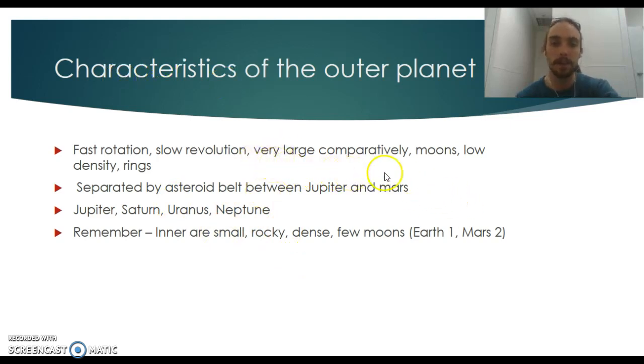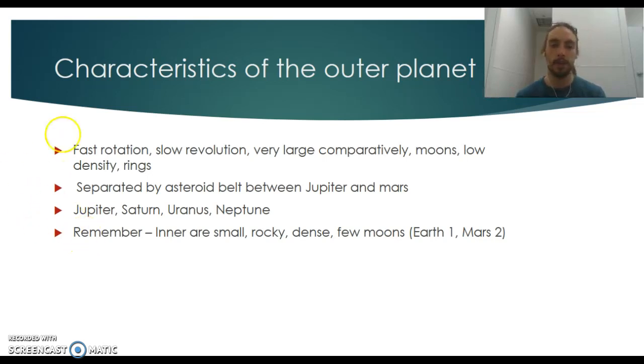They're very large comparatively. So compared to the inner planets, they're very large. They have many moons, very low density. They're gaseous planets most of the time, and they have rings. So, as we know, they're separated by the asteroid belt between Jupiter and Mars. We talked about that in the last lecture. And then continuing on from Mercury, Venus, Earth, Mars, we go Jupiter, Saturn, Uranus, Neptune.